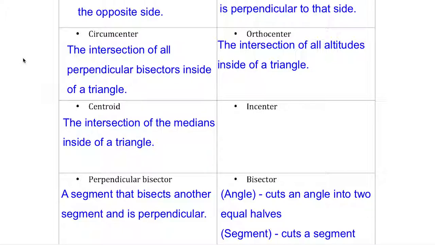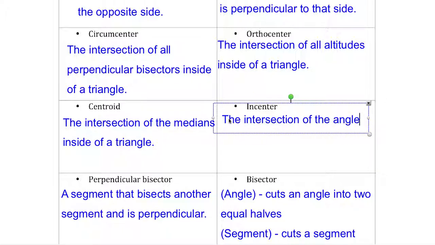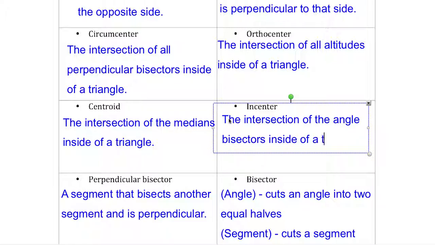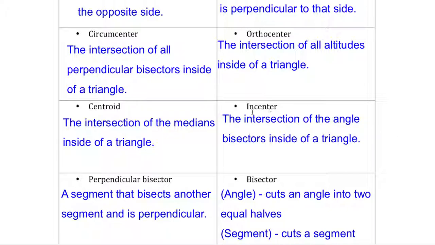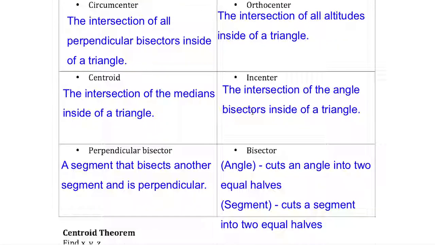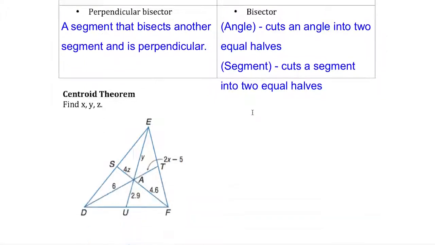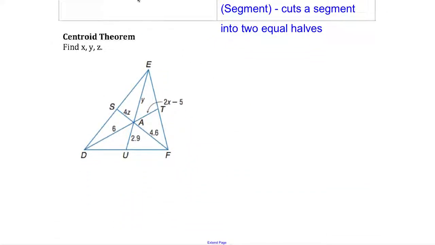Now the incenter, that is going to be the intersection of all the angle bisectors. The intersection of the angle bisectors inside of a triangle. So know these vocab words, know them, understand the relationship between them.